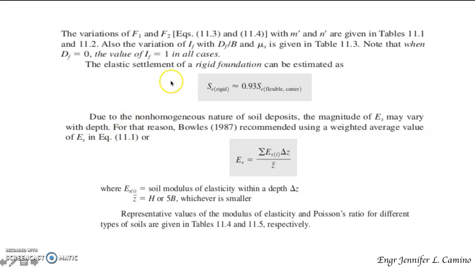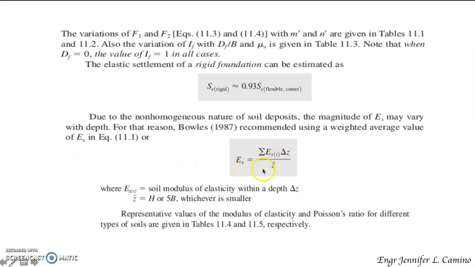So for elastic settlement of a rigid foundation, it can be estimated as approximately 0.935 of the elastic settlement for a flexible foundation. Due to the non-homogeneous nature of soil deposits, the magnitude of E sub s may vary with depth. For that reason, Bowles recommended using a weighted average value of E sub s.